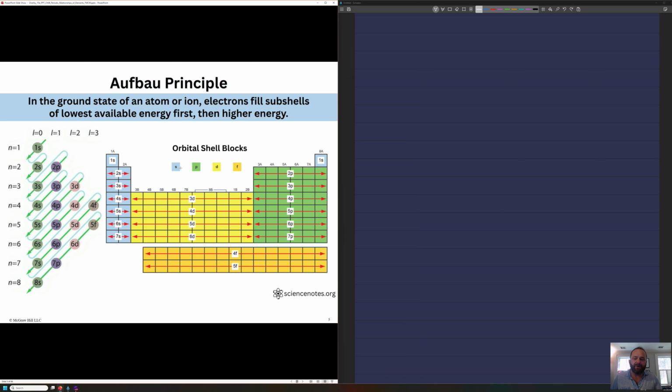So you can see here the orbital shell blocks. For our purposes, there are only 4. It does go to G and beyond. So S, P, D, F, G, and I think that's about it, but that's with the more exotic elements. So you can see here, this looks weird, right? But on a test or a quiz, what you can do, so Aufbau principle.